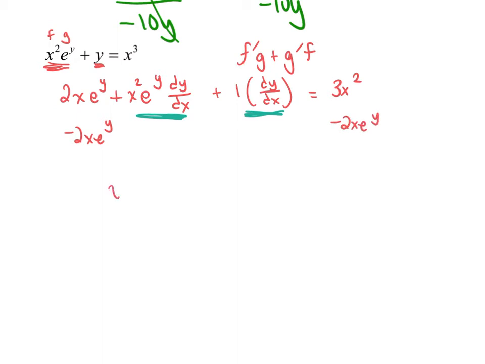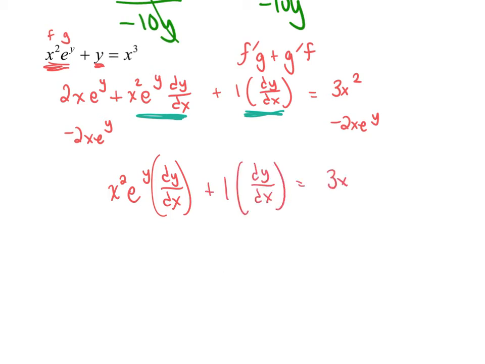So I'm going to end up with x squared e to the y dy dx plus 1 dy dx equals 3x squared minus 2x e to the y.